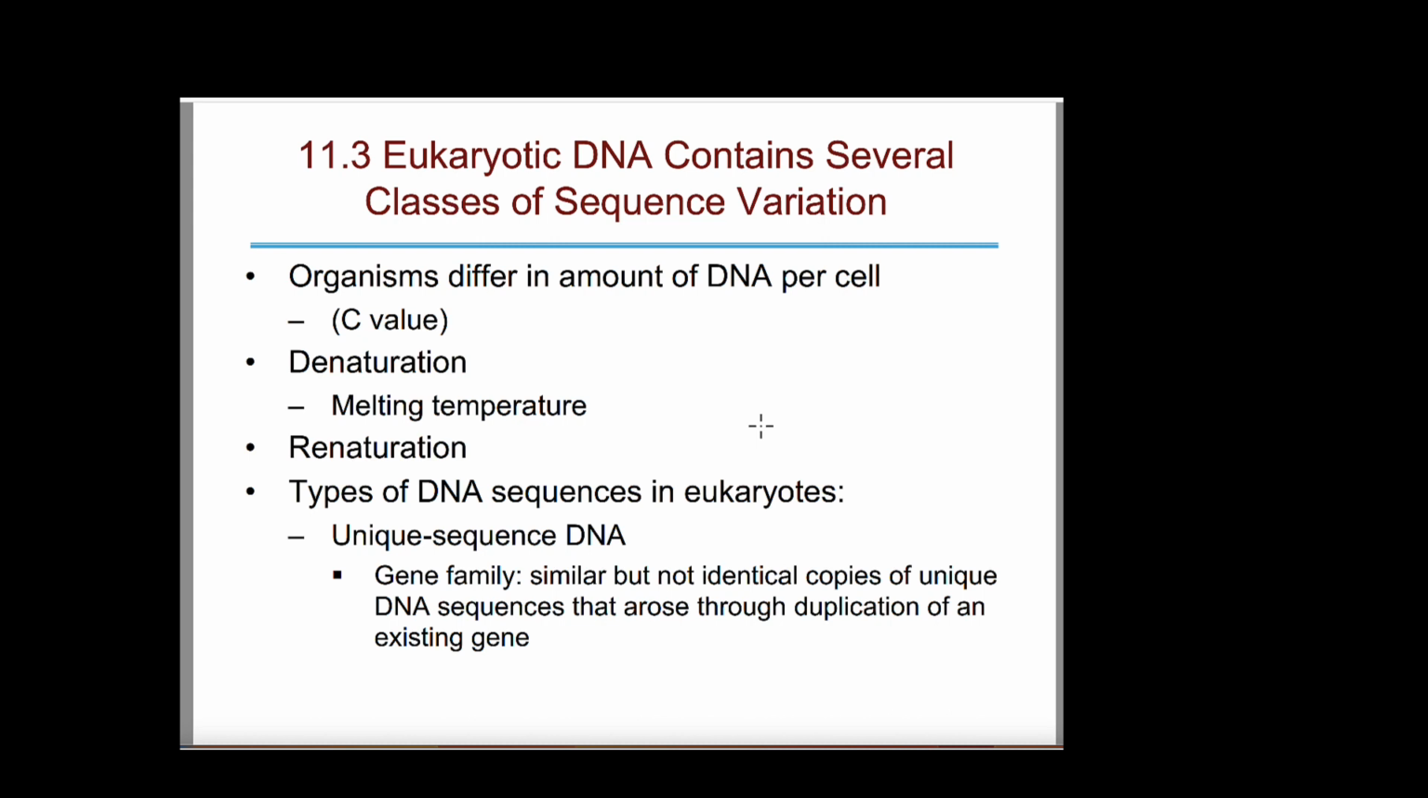Unique sequence DNA is DNA that is coding for protein, so it is unique. But again, there are some proteins that share similar sequences. They're not identical, but they're very similar, and so we group them as what we call gene families, and this is thought to be due to evolutionary changes and duplication of certain genes. A great example of that is the globin genes.